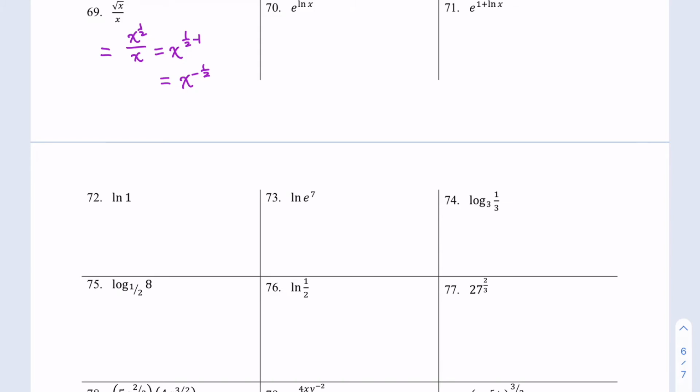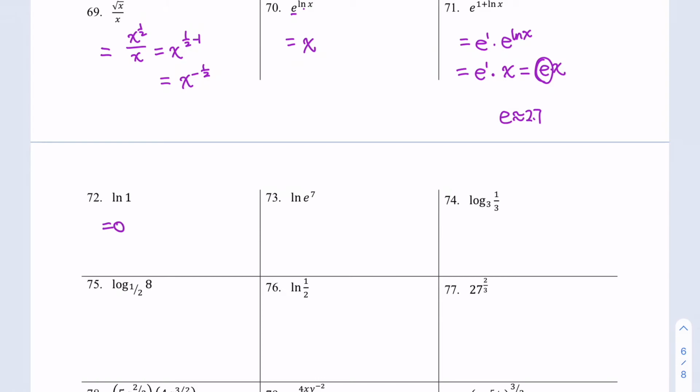e to the ln x, base e cancelled, gives us x. e to the 1 plus ln x, based on the property, is e to the first times e to the ln x. e to the first times e to the ln x is x. So the final answer is e times x. And keep in mind, e is a constant, don't get confused. e is a constant approximately 2.7.